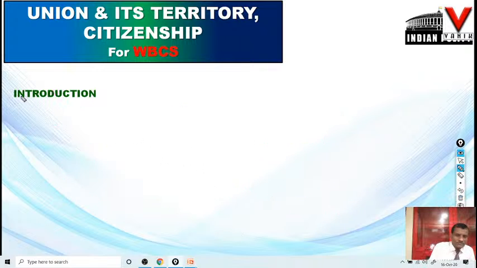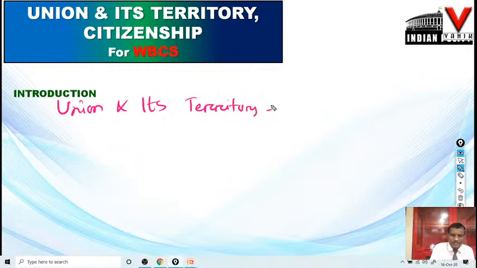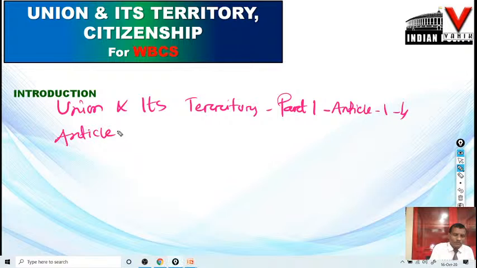It is first, Union and its Territory. In which part? Territory is in Part 1, Articles 1 to 4. So what is Article 1? Article 1 is India, that is Bharat.